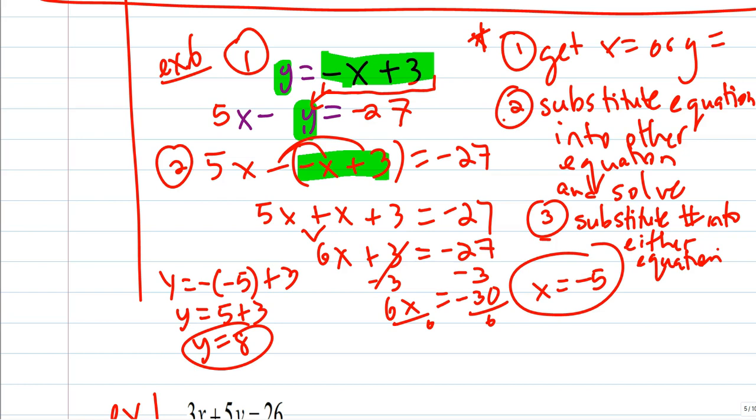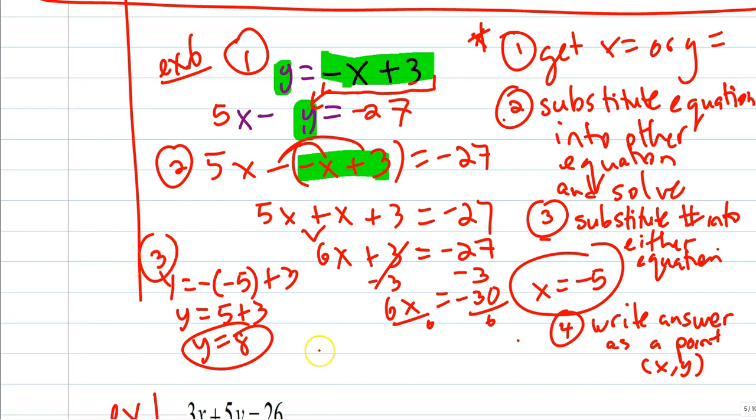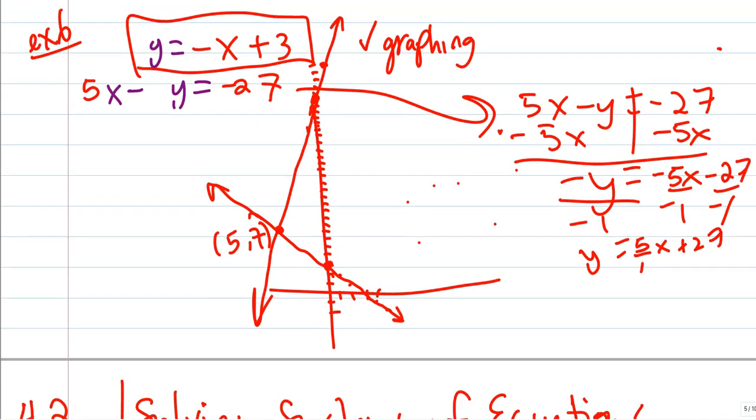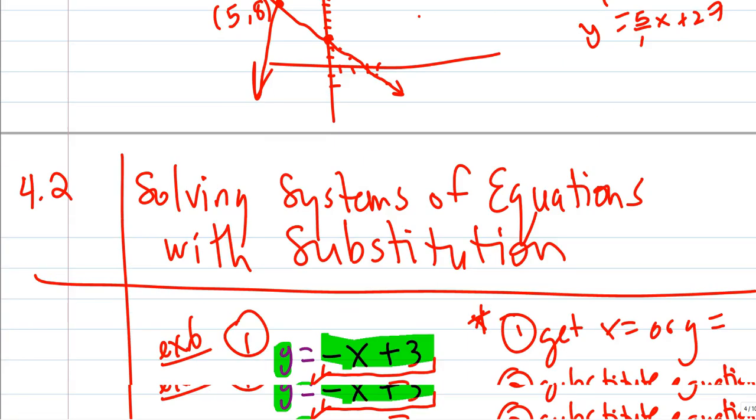Is that our answer? No. That's why we have step 4. Make sure that you write your answer as a point if you want full credit. X comma y. So in this, that was all step 3 right there. So in this, our final answer is x comma y. By the way, did we get that y value right? No, I misread it. It's not 5, 7. It's 5, 8. Is that our solution?